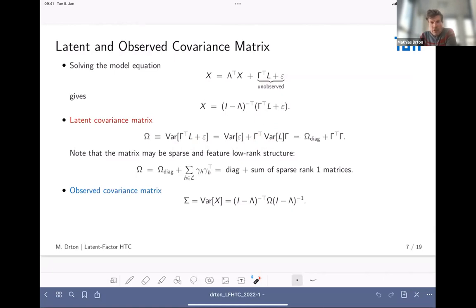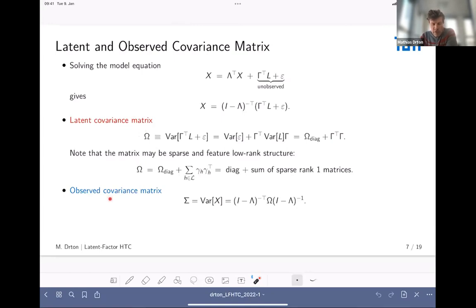Okay. And of note is that this matrix has an interesting structure. It's a sum of a diagonal matrix plus a bunch of rank one matrices that come from this matrix product. So there's a bunch of column vectors being multiplied by their transpose in this product. These are the column vectors that tell me the effect of the latent variable indexed by H on all the observables. And so the structure of this latent covariance matrix is a diagonal matrix plus a sum of rank one matrices, which may also be sparse because, as in the IV model, a latent variable may only affect some of the observables, not all of them. So that's the latent covariance matrix.